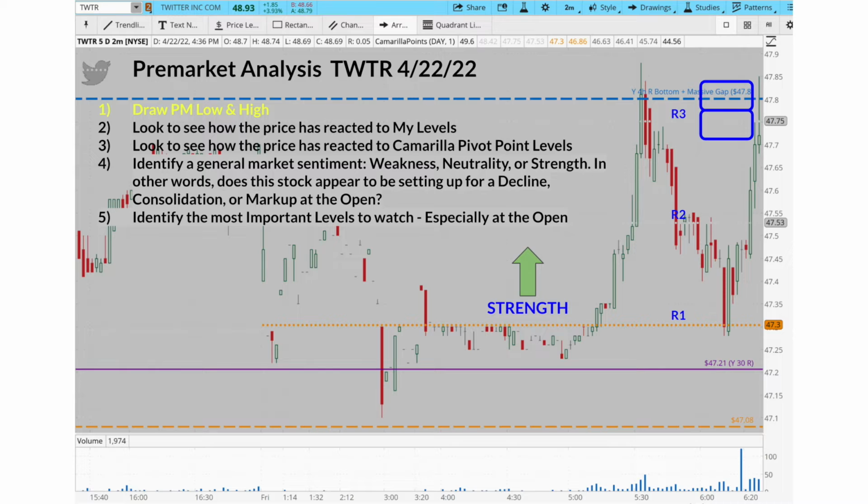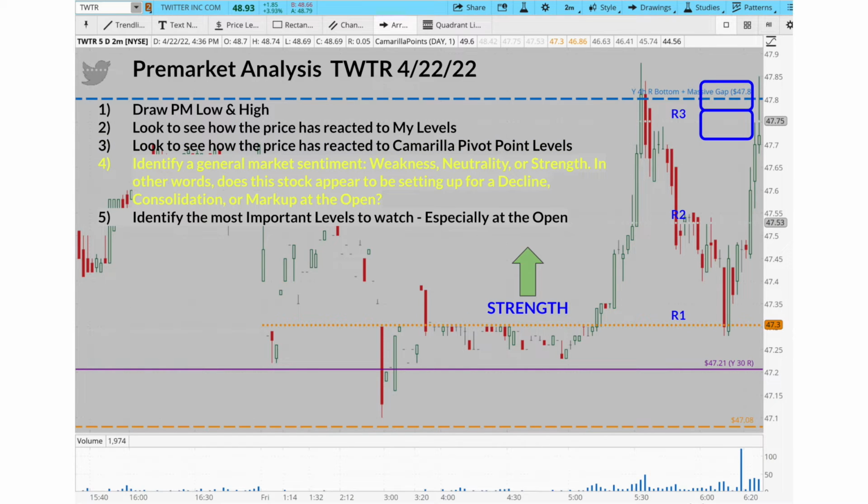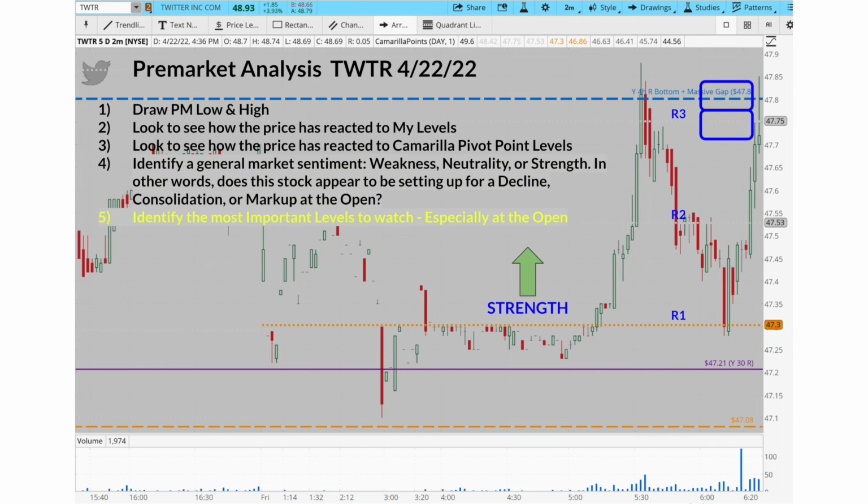So let's do a quick review. We're first drawing pre-market low and high. Second, we're looking to see how the price has reacted to my levels that I've drawn in the past or this morning. We look to see how the price has reacted to pivot points, R1, S1, etc. Third, identify general market sentiment. Is the price overall weak, neutral, or strong this morning? And then we want to identify the most important levels to watch, particularly at the open.